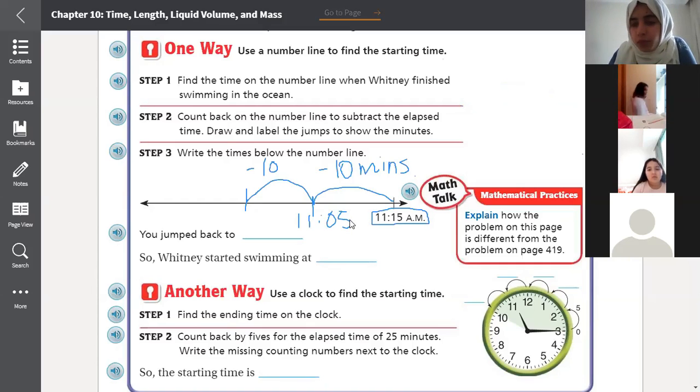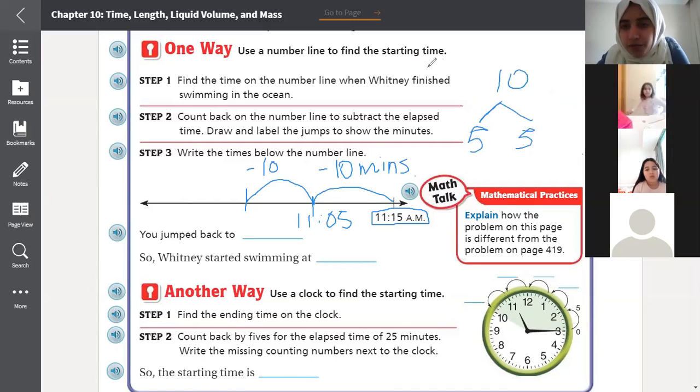Because we know that if you have minus 10, we are going to divide 10 into 2 parts. We know that 10 is 5 and 5. So 5 minus 5 is 0. So we're going to cancel the first 5, and then we're going to start with a new hour. What's 11 minus 1, Asil? 10. Good job. So 10, try to do it yourself next time.